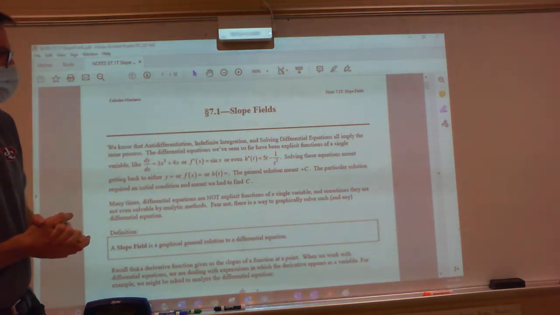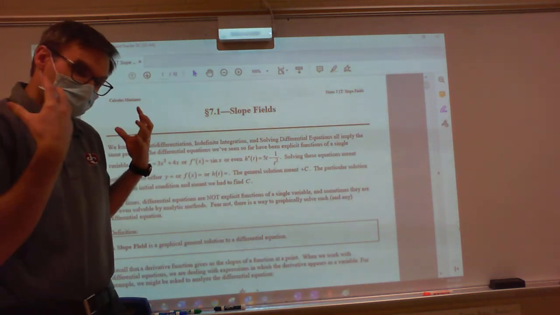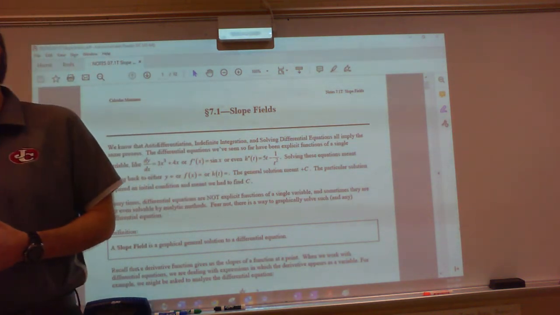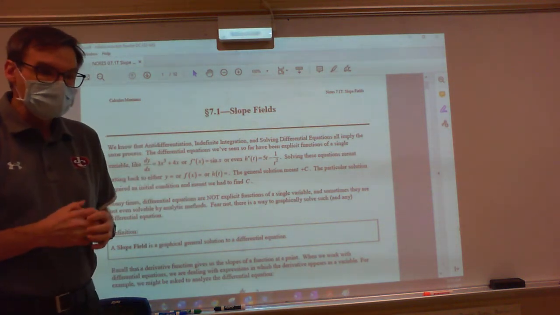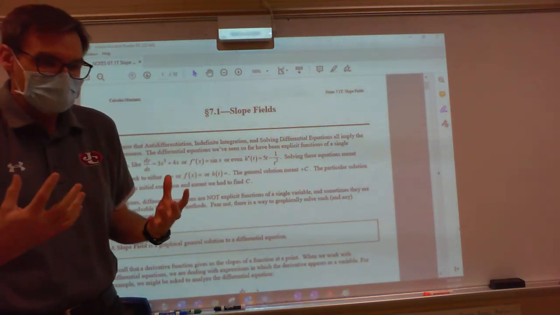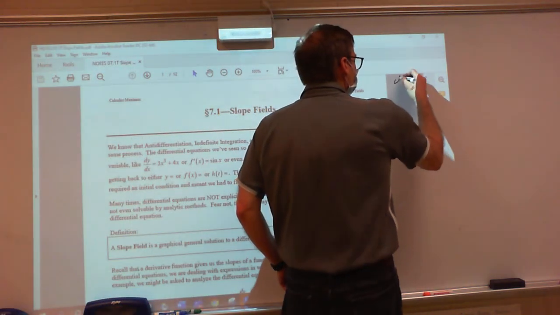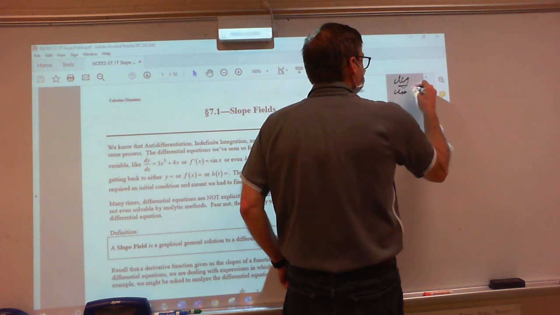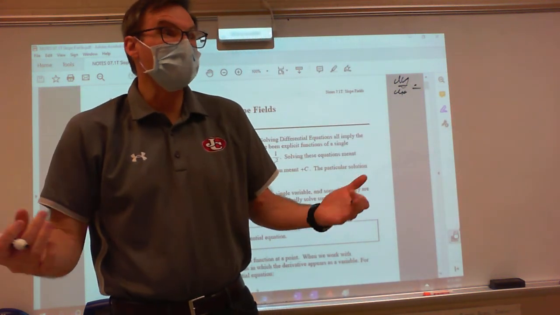So we need to talk about something called slope fields. The next little unit is something called differential equations. And it's basically, if I give you dy dx equals something, how do you figure out what y is?